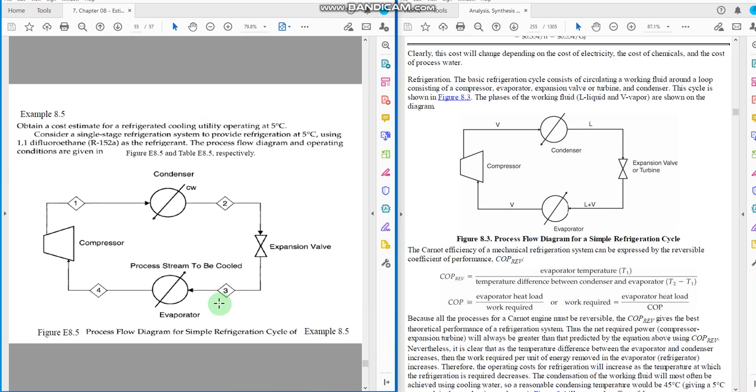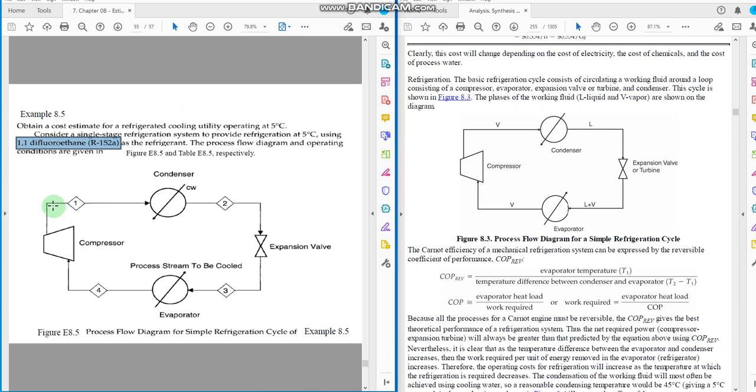Let's see what we have. Consider a single stage refrigeration system to provide refrigeration at 5 degrees C, using this solvent as a refrigerant. The process flow diagram and the operating conditions are given here. This is the diagram.